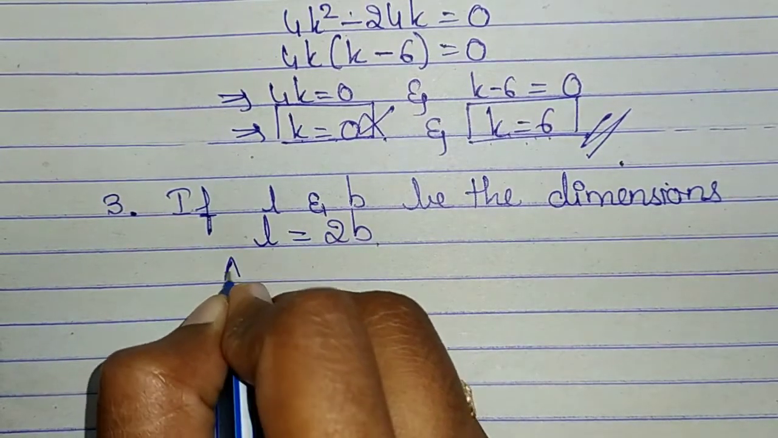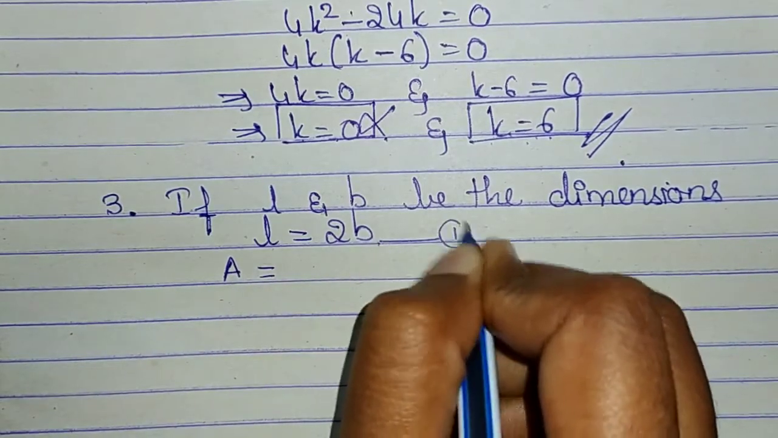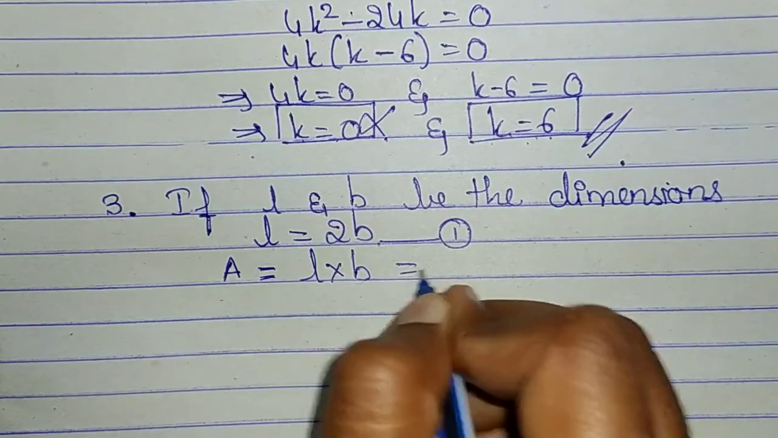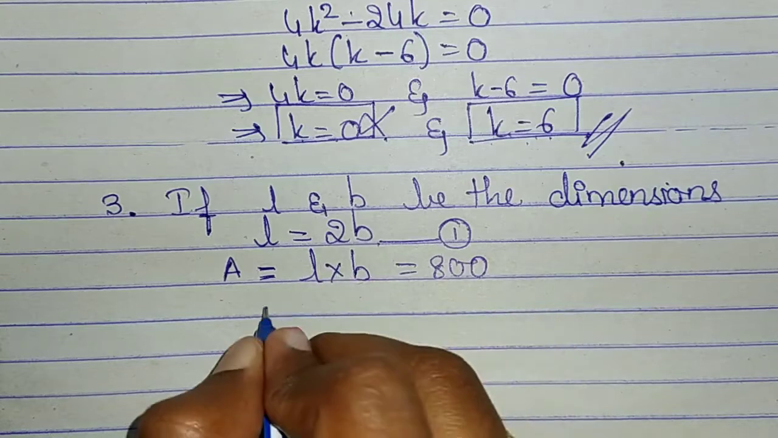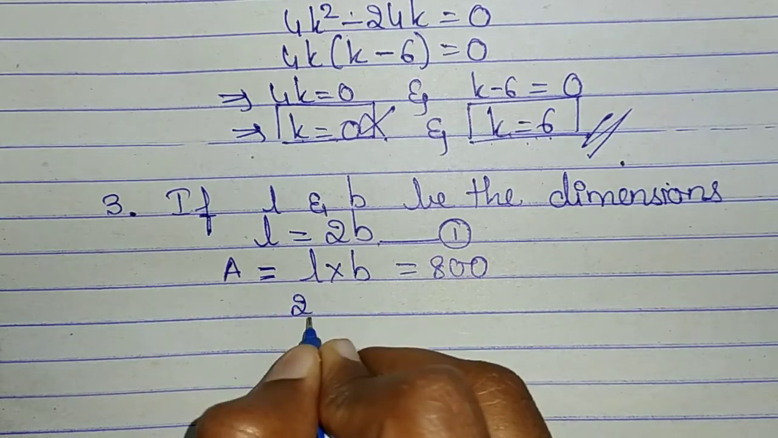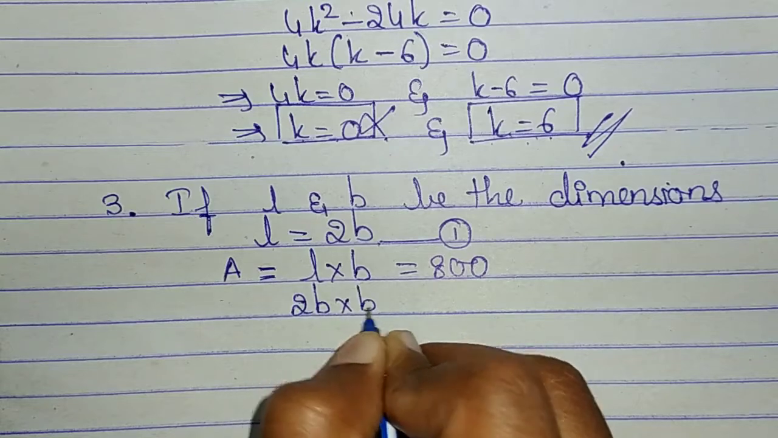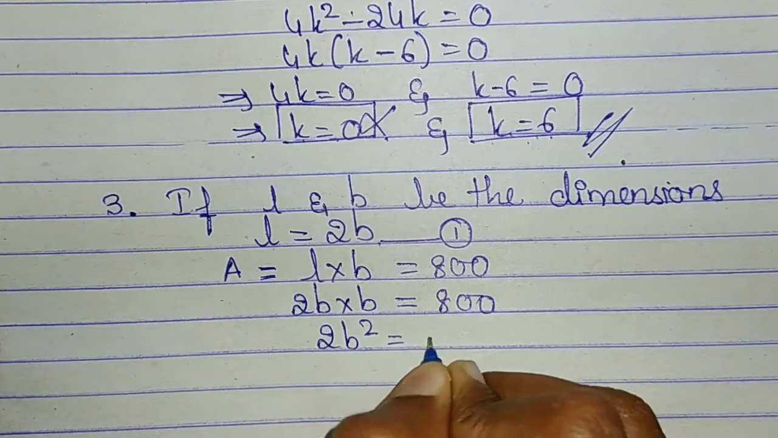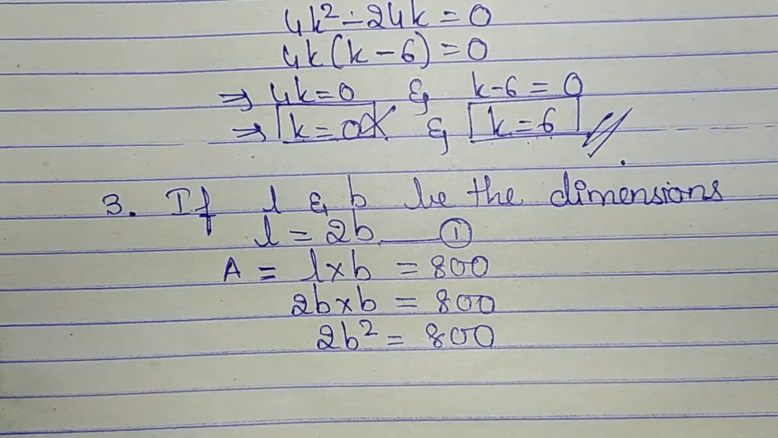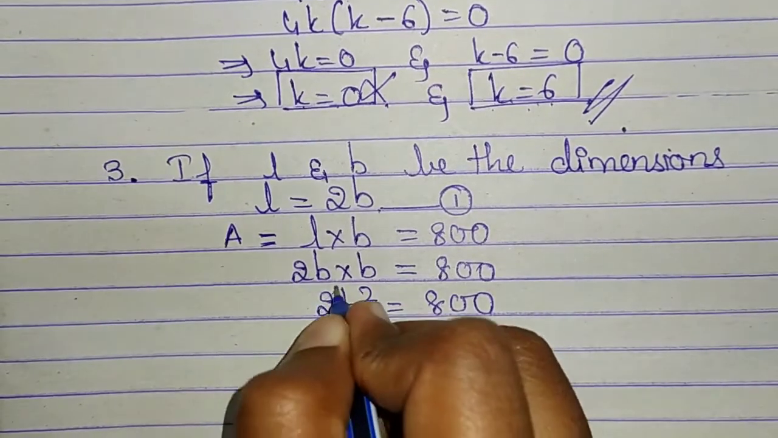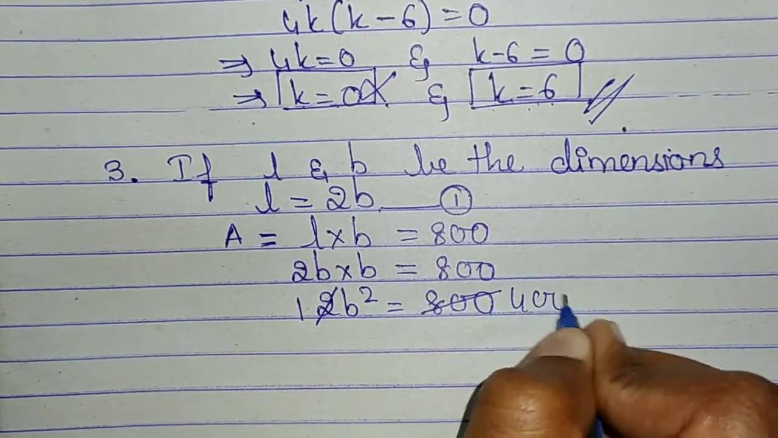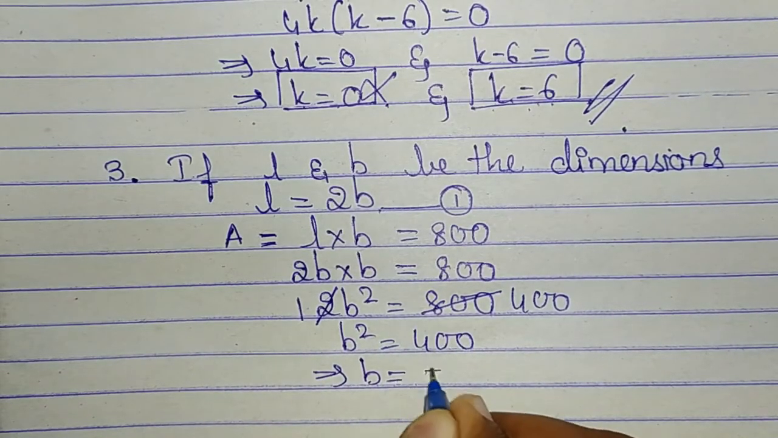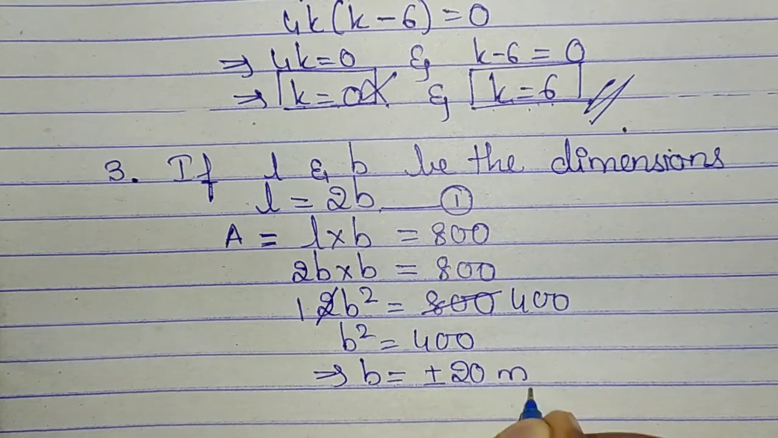Also they have told us that the area of the grove, let this be equation 1, is length into breadth, which is equal to 800 meters square. So from 1 we have the value of length, 2B into B is equal to 800. So 2B square is equal to 800. So on further simplification we get B square is equal to 400. This implies B is equal to plus or minus 20 meters.